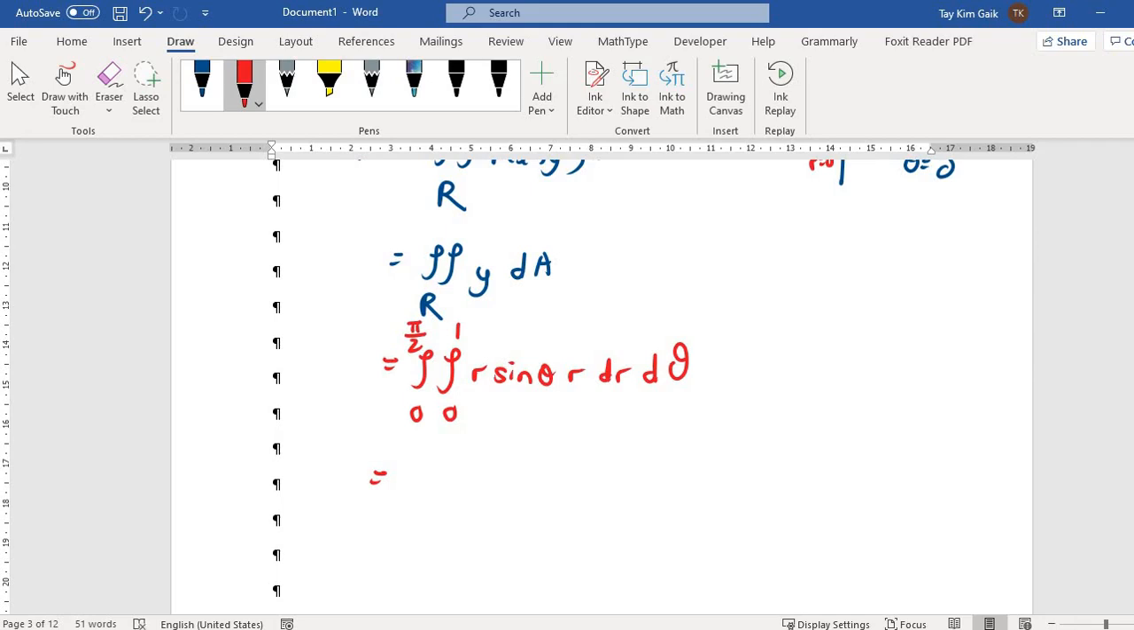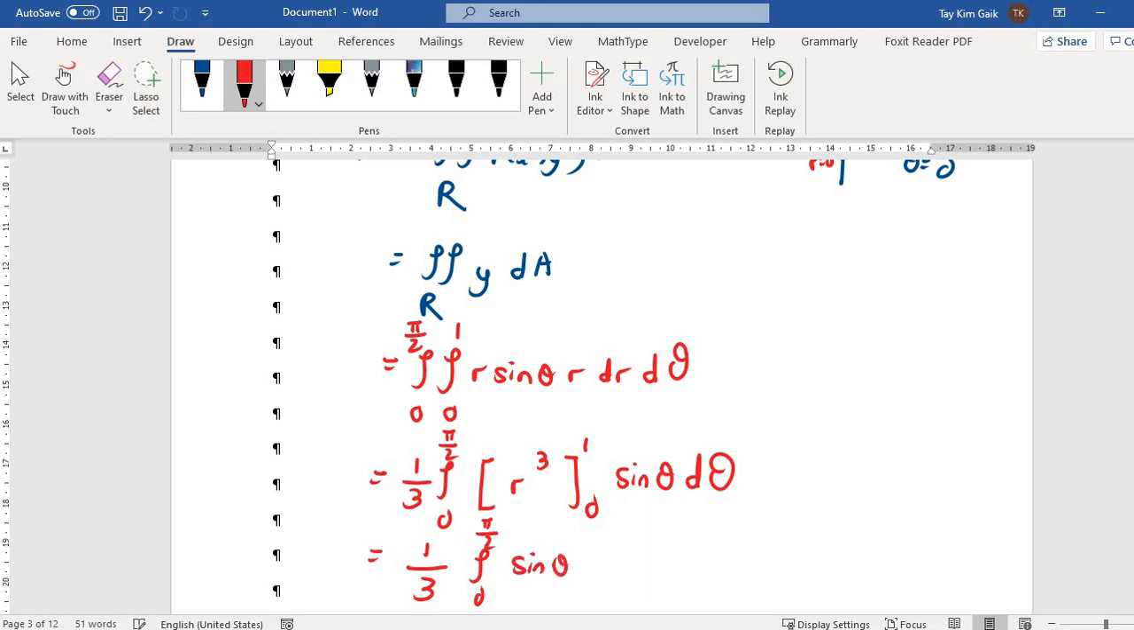When you integrate with respect to r, theta is constant. So here we have r times r squared. Integrate r squared, you have r cubed divided by 3, so I bring out 1/3 outside of the integral symbol, and we factor out sin theta d theta. Then you plug in the limits for r, 1 minus 0, so you get the integral from 0 to pi over 2 of sin theta d theta.